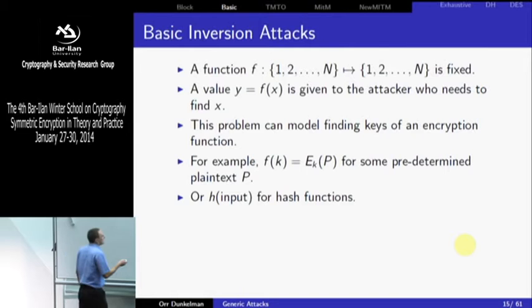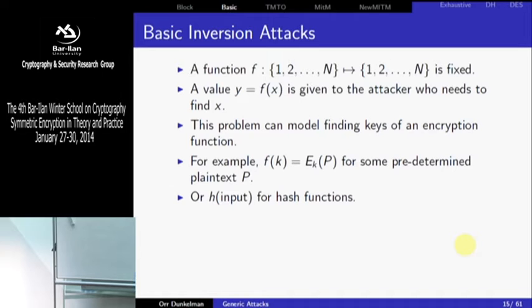So the thing is that if you define the function to be f of k being the encryption under the key k of some predetermined plaintext p, this is exactly the problem of trying to break a crypto system. I give you the plaintext, which is predetermined, and the ciphertext, which is f of k, and I'm asking you, what is the key that connects these two things? This is what we're after. Most of the time, there are cryptanalytic attacks when we are not after the key. But generally speaking, we are going to try and find the key as efficiently as possible.